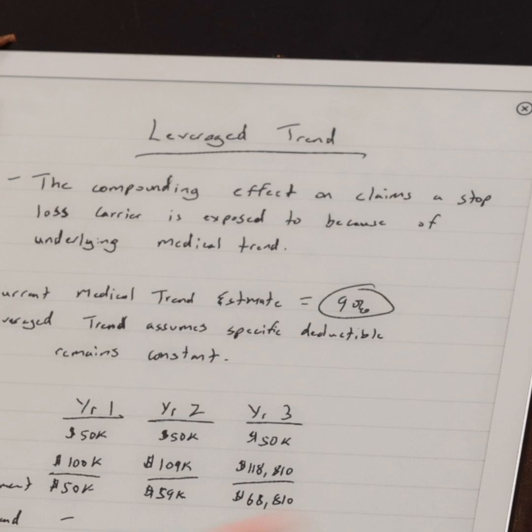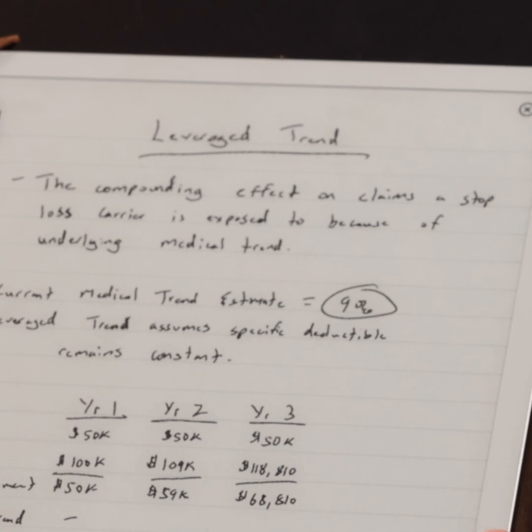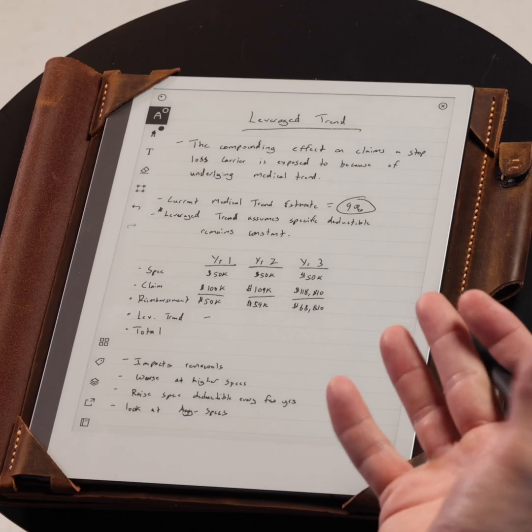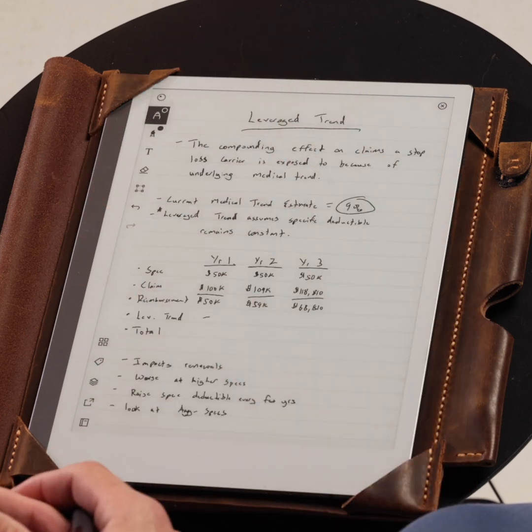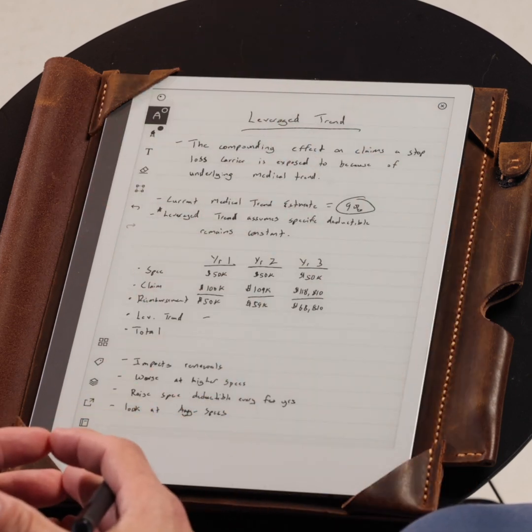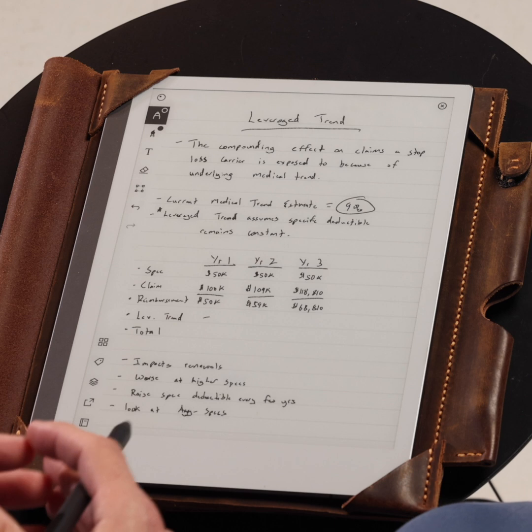I like to think of it as the compounding effect on claims that a stop loss carrier is exposed to because of underlying medical trend. So that's kind of a mouthful, but that's a basic concept. It is the doubling or compound effect when stop loss carriers start to evaluate the cost of care over time.